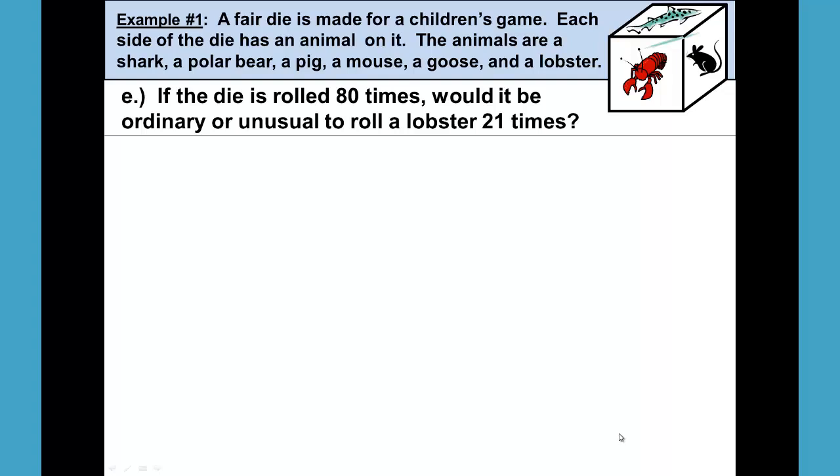The last concept with binomials is to determine whether something is unusual or not. And because of the length of the video, I am going to pause here and I will pick up in the second part of this video.